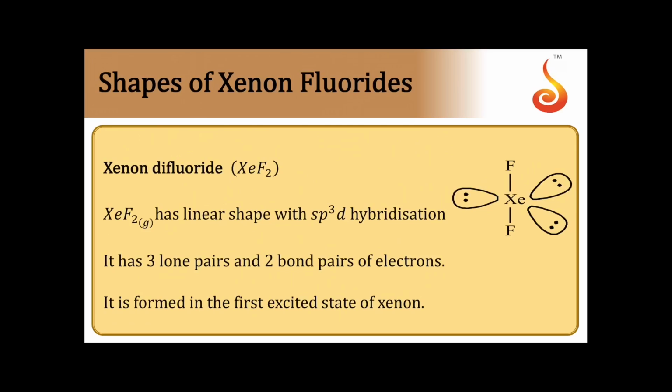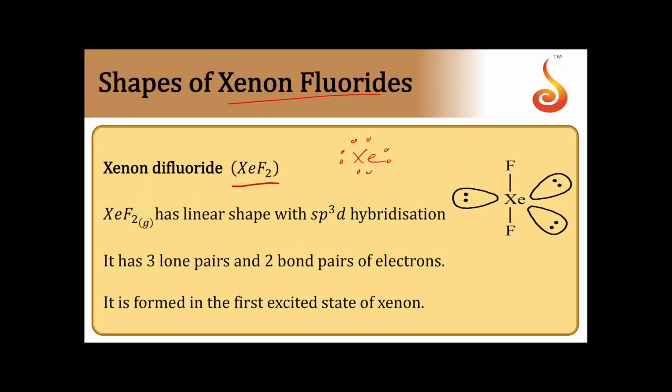Now the shapes of xenon fluorides. The XeF2 structure: the total number of pairs of electrons present around xenon in XeF2 is 5 pairs. Because if you take xenon here, 8 electrons, 1, 2, 3, 4, 5, 6, 7, 8 are there.